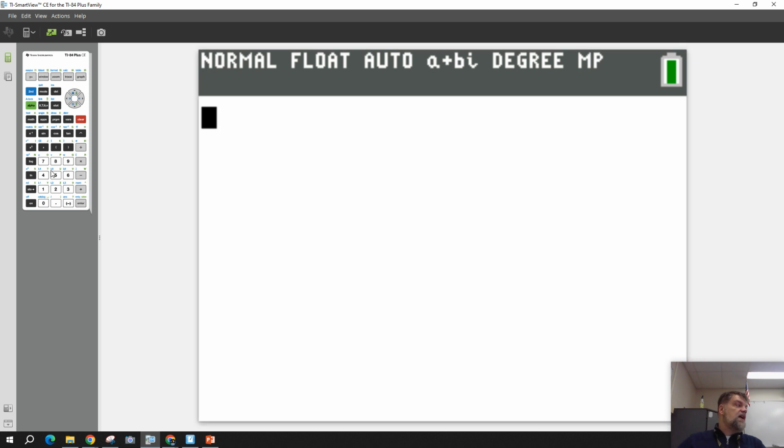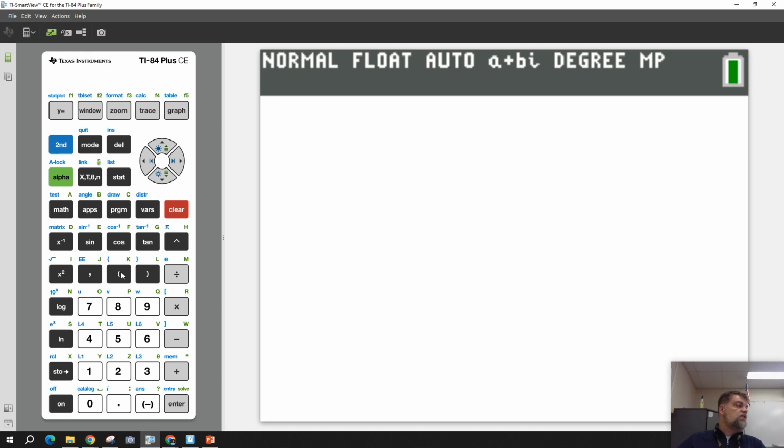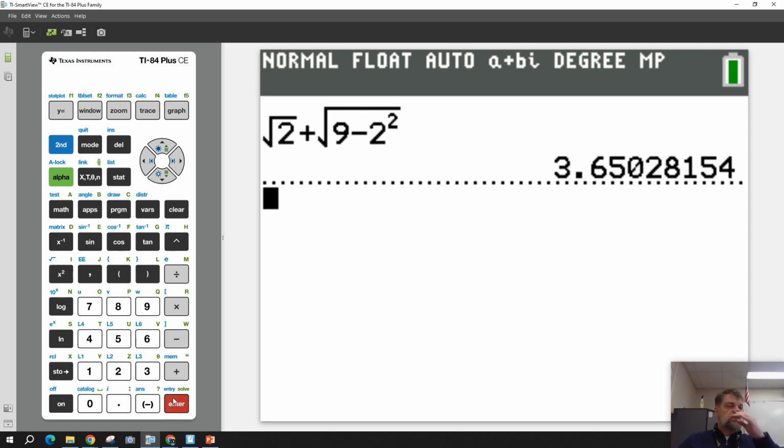So there's two ways to do this. I could put in the whole equation. In other words, I could hit second square root of 2 plus second square root, and then put it in as 9 minus 2 squared. Now this will give us a decimal, 3.65. Remember, it's asking us to round to 2 decimal places.